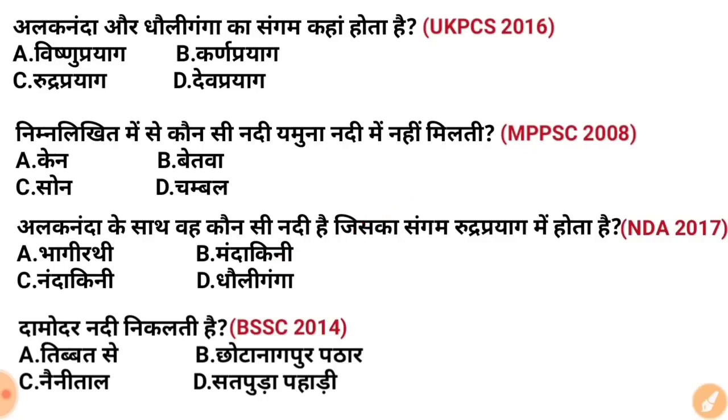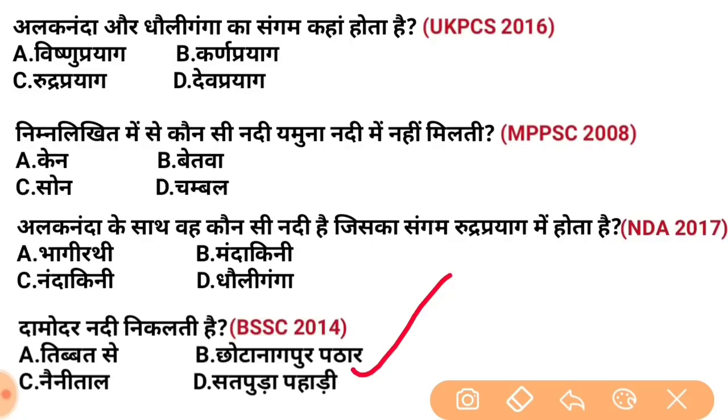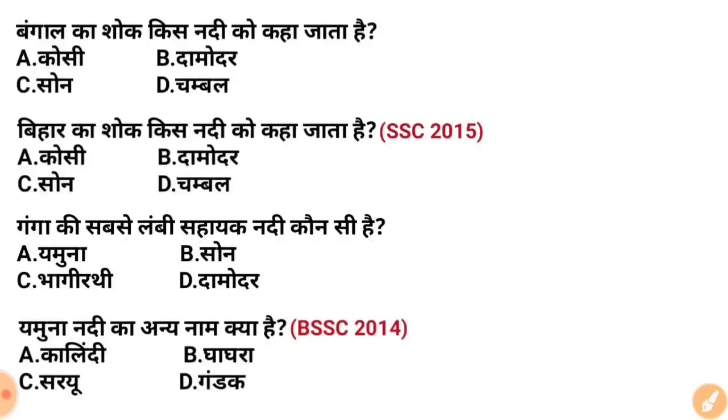After that, the next question is that Damodar River originates. Where does it originate? It originates from Chota Nagpur Plateau. I had told you, the tributary of Hooghly River is Damodar River. And it is also called the Sorrow of Bengal. After that, the next question also came. Which river is called the Sorrow of Bengal? I just told you, Damodar River. The next question is which is called the sorrow of Bihar. This is very important. Kosi River is called the sorrow of Bihar.